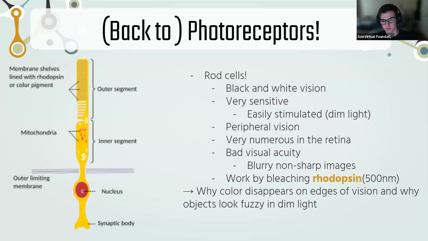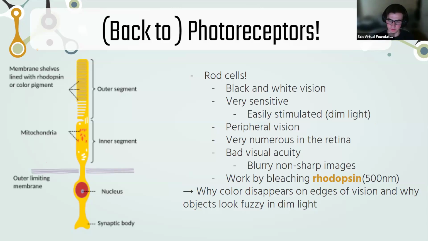And we know that our peripheral vision doesn't produce as clear an image as the center of what we see. That is because the rod cells don't produce that good an image. They're meant to be really sensitive and work in the dark rather than producing good visual acuity. So they're going to give you blurry and non-sharp images. That's why, if you go to really dim light, you'll have color disappear from the edges of your vision, and objects are going to look fuzzy, because it's going to be picked up by only your rod cells. And as we said, the rod cells have really bad visual acuity, and they work in black and white.